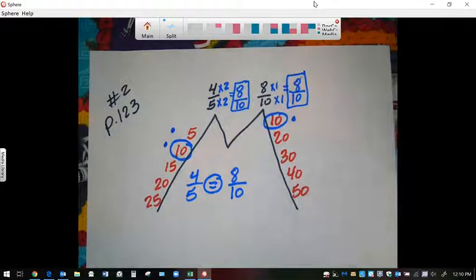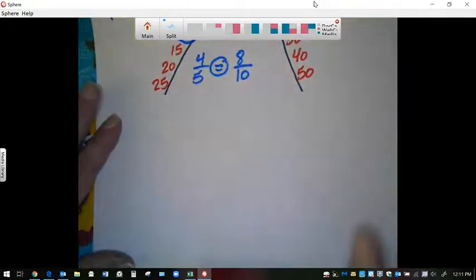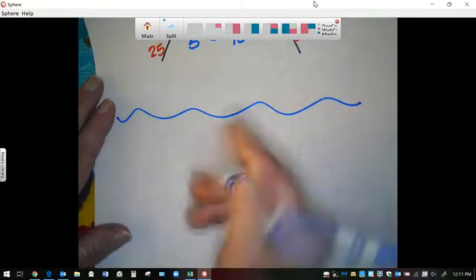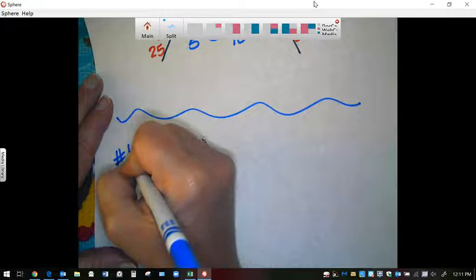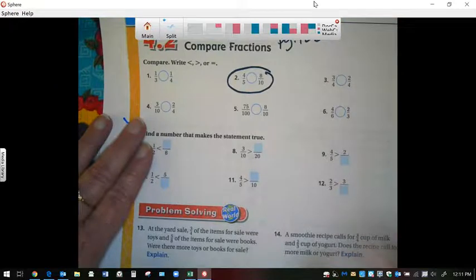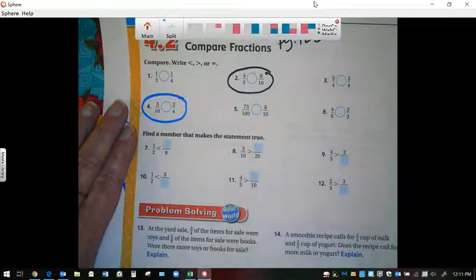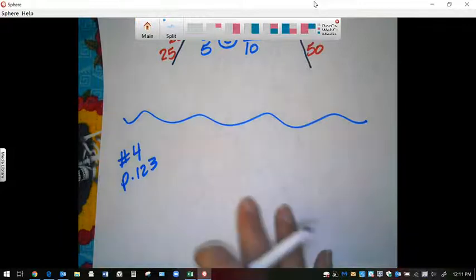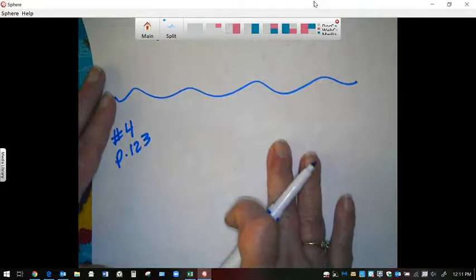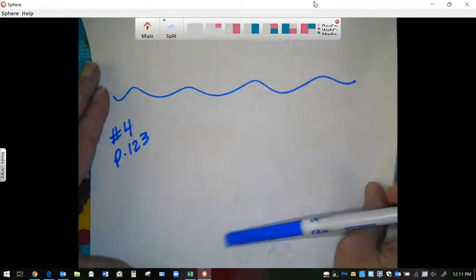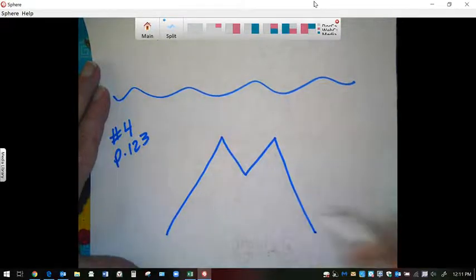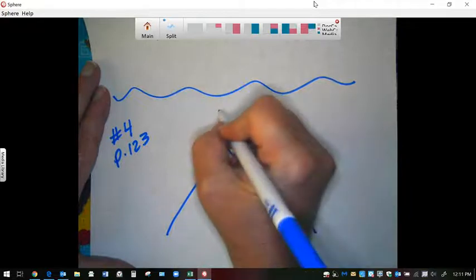Let's try one more, and then I'm going to let you work on the rest of them. I'm going to work on number 4 on the same page. Right here, number 4. And remember, we only want you to work on the ones that you can do independently, and if you need help, then you can send me a message and I will get on Zoom and we can Zoom together.